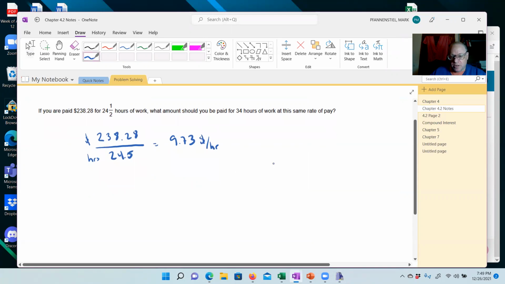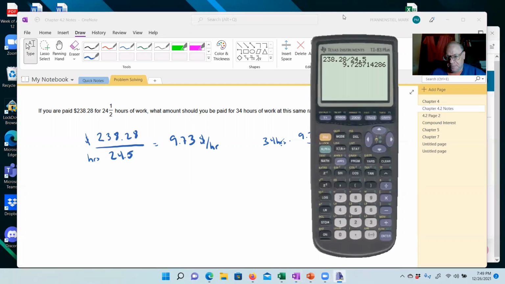Okay, and then we're going to say, well, we need 34 hours. So we're going to take 34 hours times $9.73 per hour. And one thing you can kind of do is you can see like, well, there's hours on the top, hours on the bottom, so they can kind of cancel. The only unit we're left with is dollars. So that's something to think about for a little bit later.